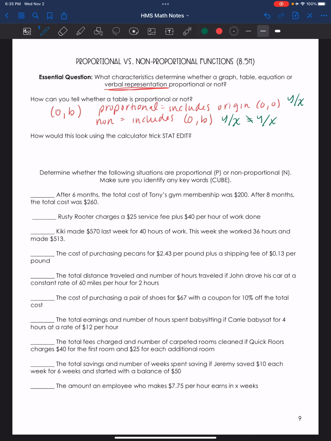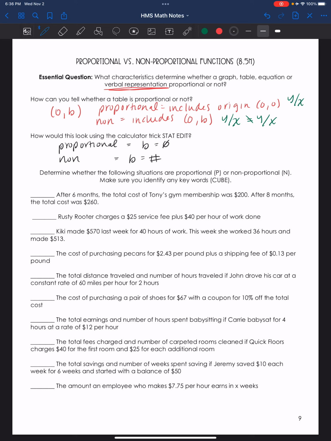So how would this look using the calculator stat edit? Proportional, B would be 0. Non-proportional, B would be just a different number, a different rational number. Alrighty, let's go through these problems. I'm going to go through them rather quickly just because we've done this. We know this. We can do this.